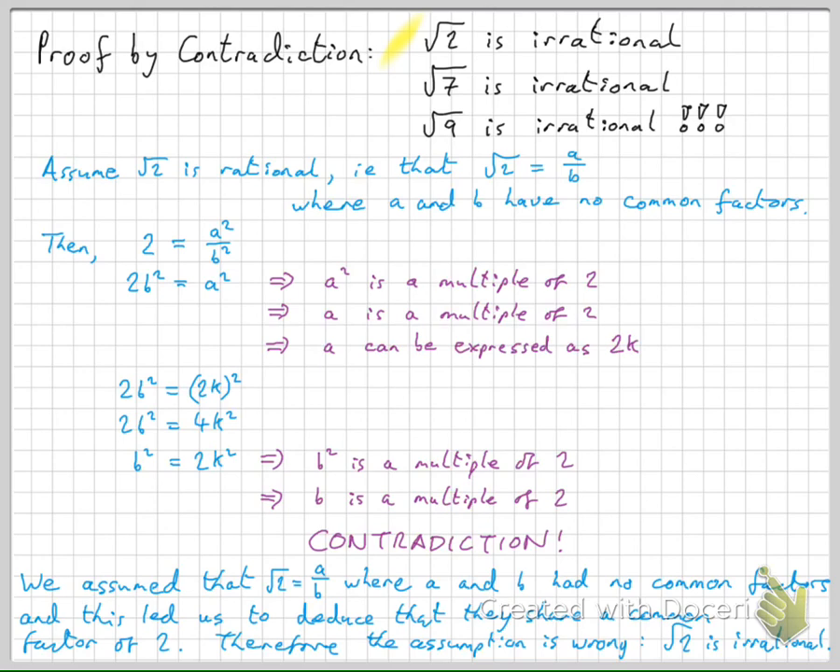Okay, let's look at the square root of 7 then. Well, let's just look through and think where we've written 2, we should just be able to write 7, and let's just see if it works. So starting up here, assume the square root of 7 is rational, so that root of 7 can be written a over b, where a and b have no common factors again. So therefore 7, if we square both sides of that equation, 7 equals a squared over b squared.